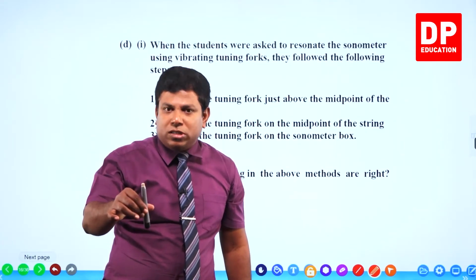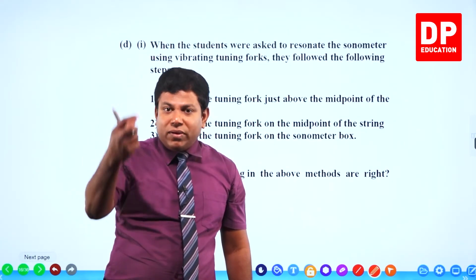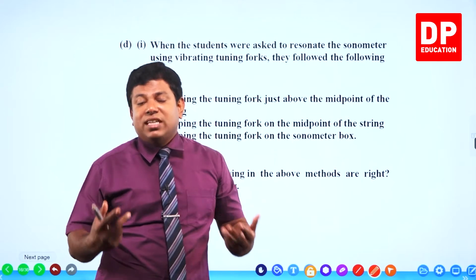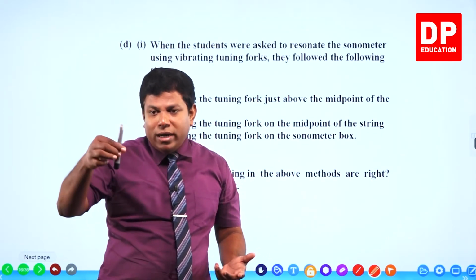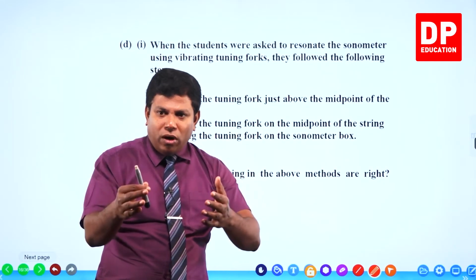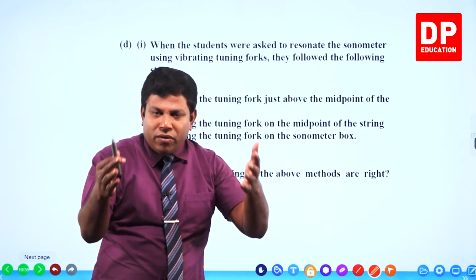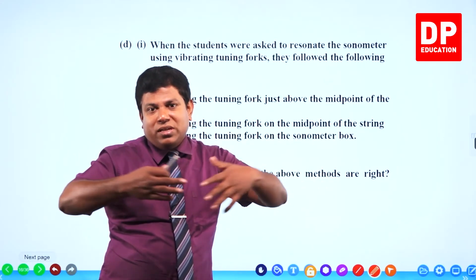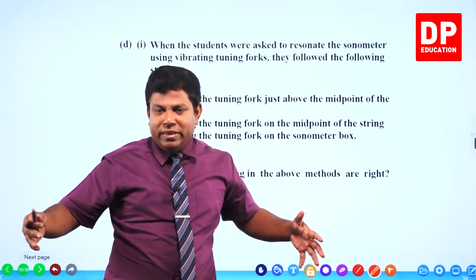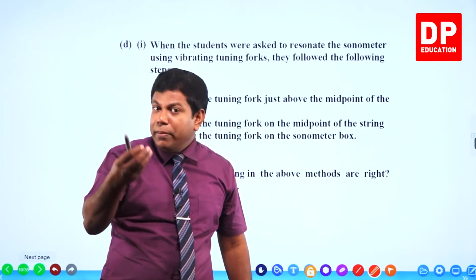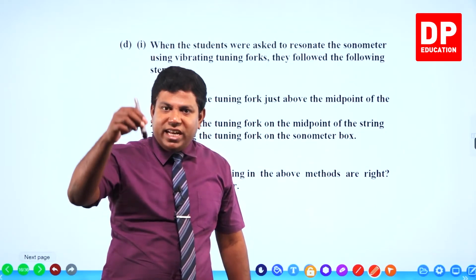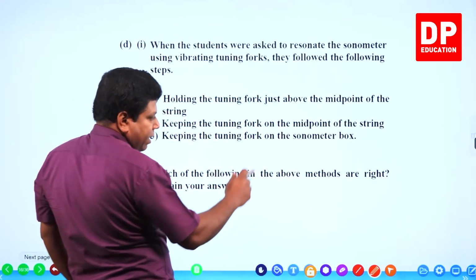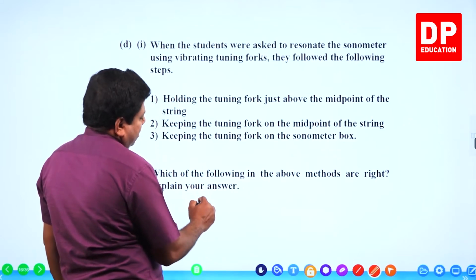How do we keep the tuning fork? We keep it always on the box, not raised up, because then the energy will be transferred from the tuning fork into the sonometer box with highest efficiency without much loss. If you hold it up, what happens? From the tuning fork, energy will be transferred to the air, and from the air it will be transferred to the box. When it is transferred into the air, it gets diffused to all the air particles. Then the energy that goes into the sonometer box will be much less. To avoid that, we give direct contact between the tuning fork and the sonometer. So let's say the third one, method 3.